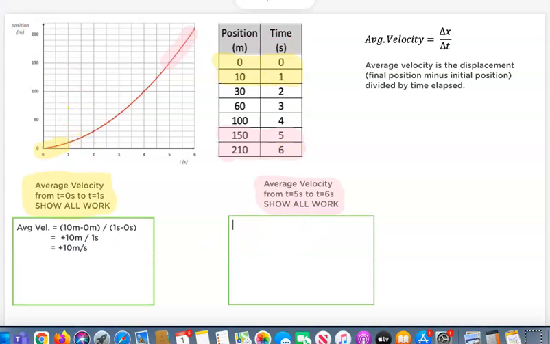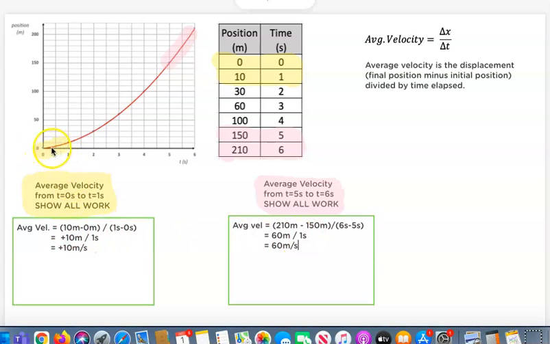When we come to this next example, what we see in the pink section is the average velocity equals 210 meters minus 150 meters divided by 6 seconds minus 5 seconds. Simplify that. That is equal to 60 meters divided by 1 second. Simplified even further, that is 60 meters per second. So that's how we find the average velocity.